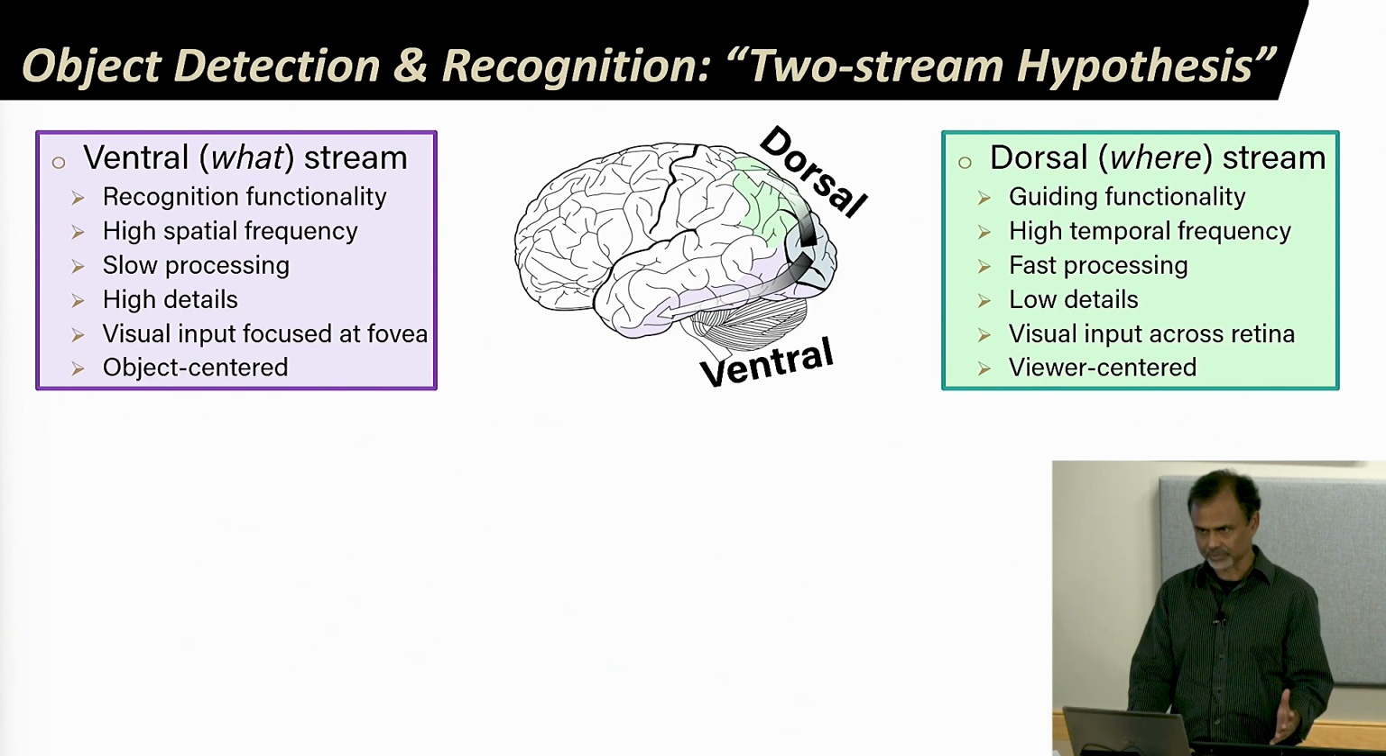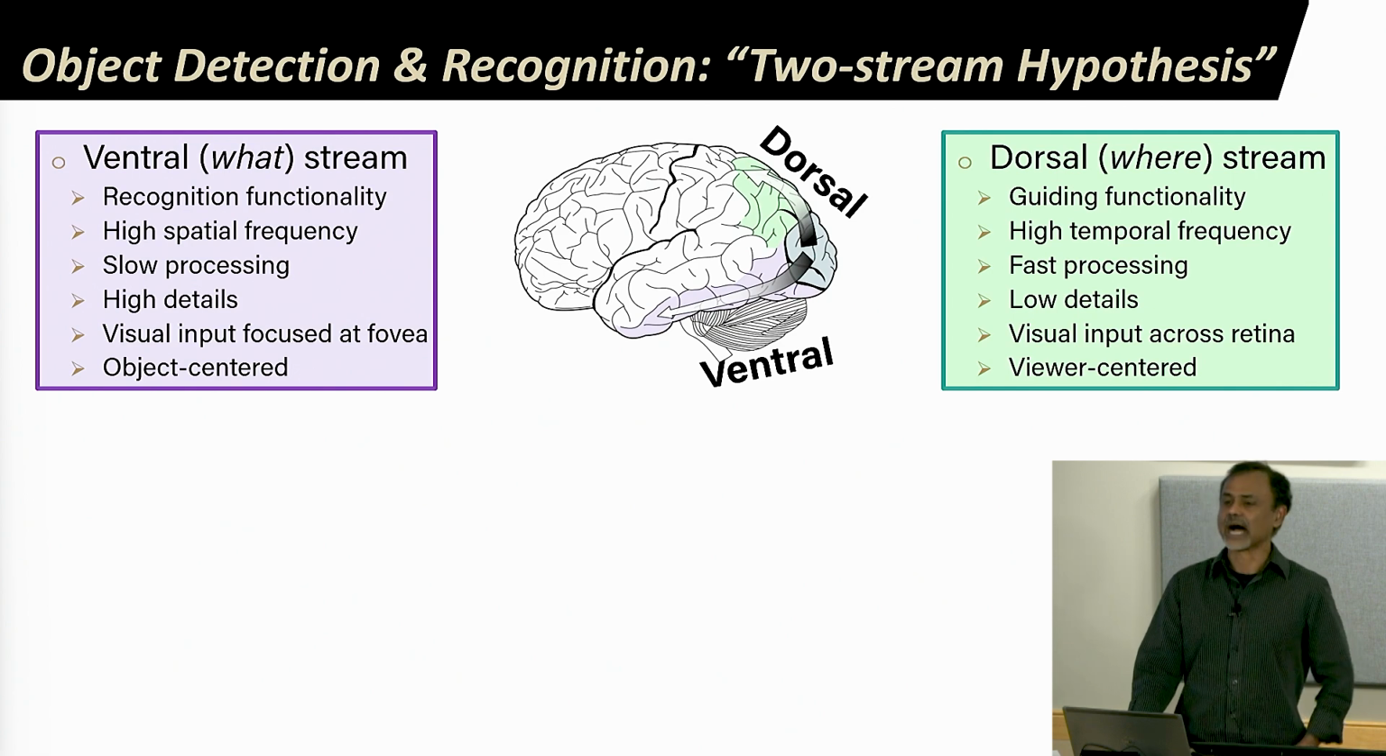One is the ventral stream, and it's a very important stream. It basically does the recognition functionality. It requires high spatial frequency processing, and it has to go through the details of processing, and it's very object-centered. And on the other side, the other pathway is called the dorsal stream. It's guiding the functionality, where the objects are, and it's in some ways viewer-centric.